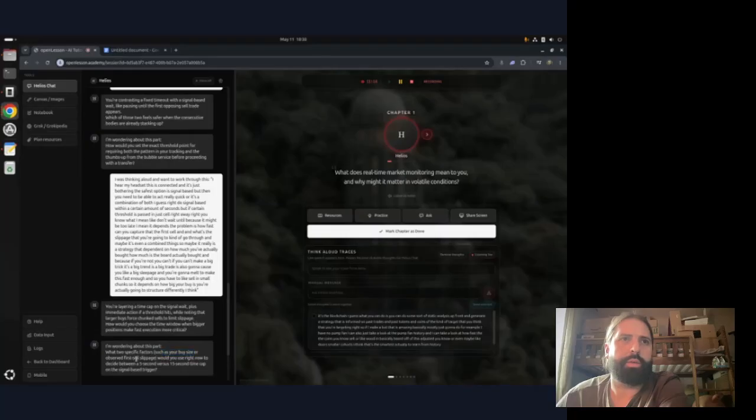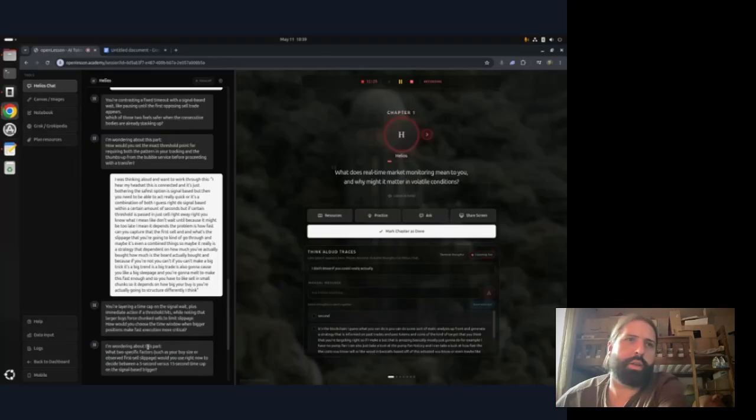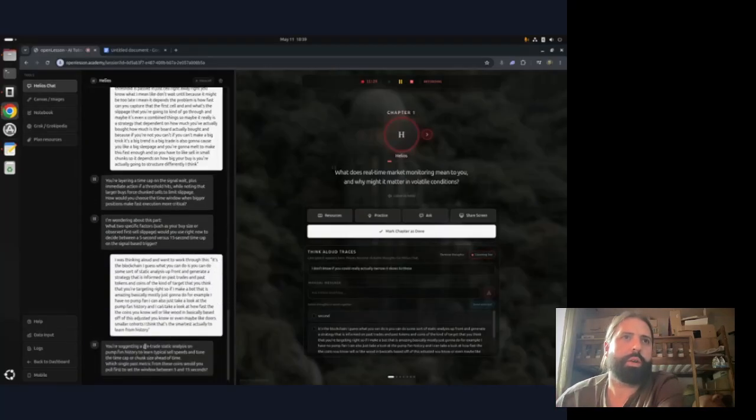Buy size. Trigger 5 seconds to 15 seconds. I don't know if you could really actually narrow it down to these.